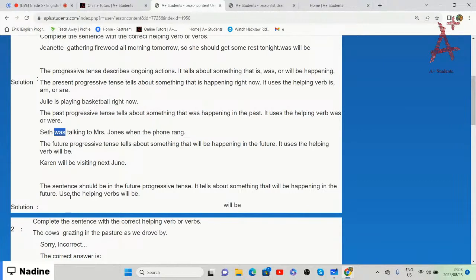So Karen will be visiting next June. The helping verb will be basically shows the tense. It tells us that that is the future progressive tense, and it shows the ongoing action within that sentence. So Karen will be visiting next June.